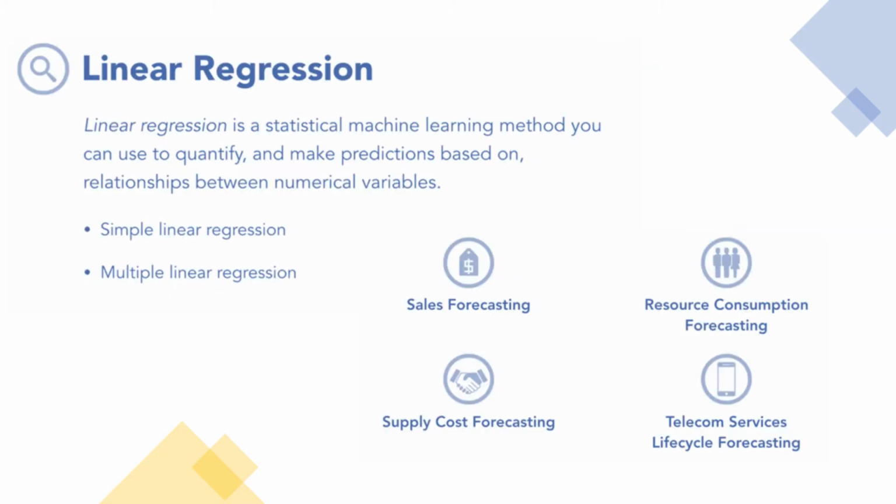Linear regression is a statistical machine learning method that you can use to quantify and make predictions based on relationships between numeric variables. There are two main types of linear regression. One, simple linear regression, and the other, multiple linear regression. Simple linear regression is where you have one predictor and one predictant. Multiple linear regression is where you have multiple predictors but only one predictant. I am going to show you how to do both of these in the coding demonstration.